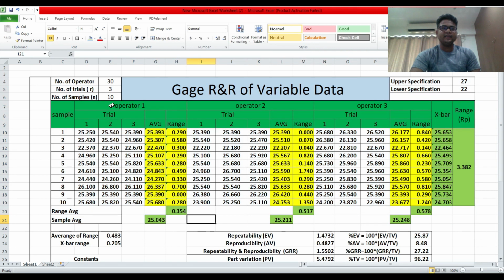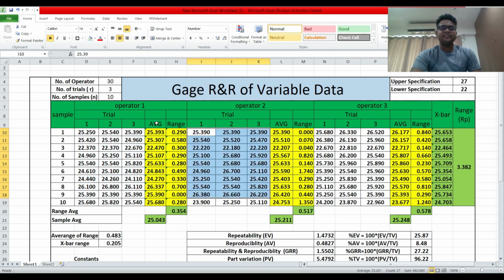Firstly, you have to take three operators, operator 1, operator 2 and operator 3, and however many trials you are going to perform, you write here trial 1, trial 2, trial 3. In this case I have taken 3 trials; at least you have to take 2. Then you take the number of samples you are going to measure: sample 1, sample 2, sample 3, from 1 to 10 in this case. For each operator you have to repeat the same things.